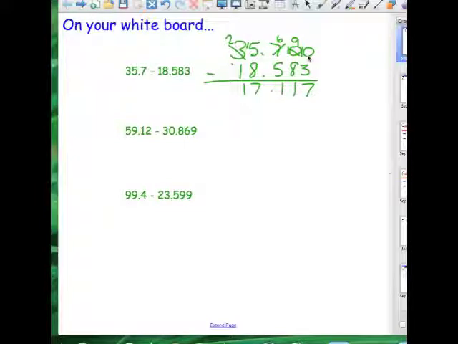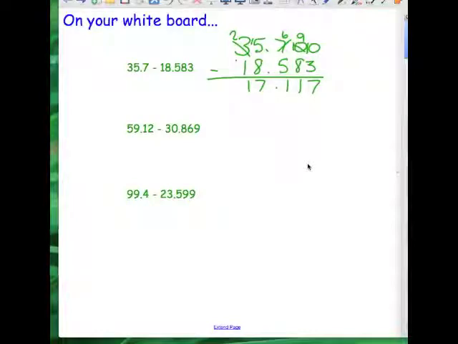Now if we take 10 minus 3 gives us 7, 9 minus 8 gives us 1, 6 minus 5 gets us 1, always remember to bring down our decimal, 15 minus 8 gives us 7, and 2 minus 1 gives us 17. Go ahead and pause now and try and answer the next two.